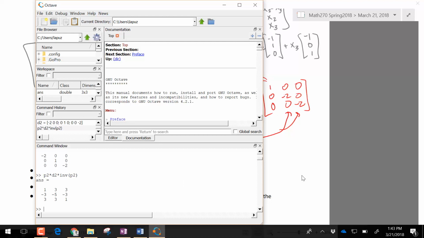All right. Any questions? Then it's probably not diagonalizable. Not diagonalizable. A question? You have a question? No. All right.